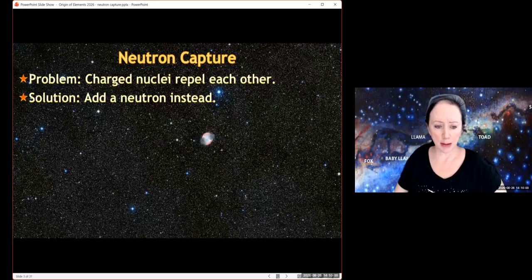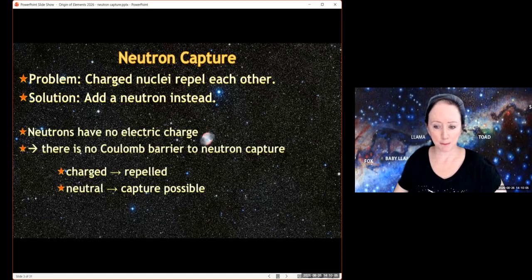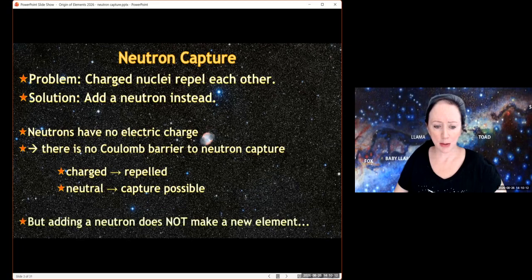So this looks promising. Take a nucleus, throw a neutron at it, and make a heavier nucleus. Except if I add a neutron, I've changed the mass, I've changed the isotope, but I haven't changed the element. If I start with iron and add a neutron, I still have iron. So neutron capture gives us part of the solution. Now we need some way to change a neutron into a proton.